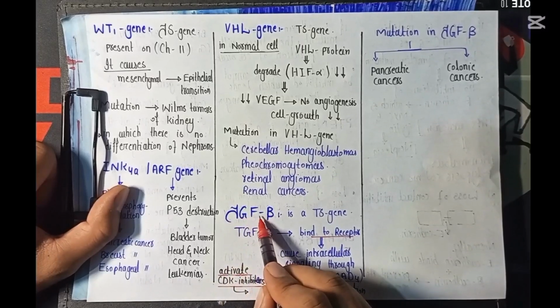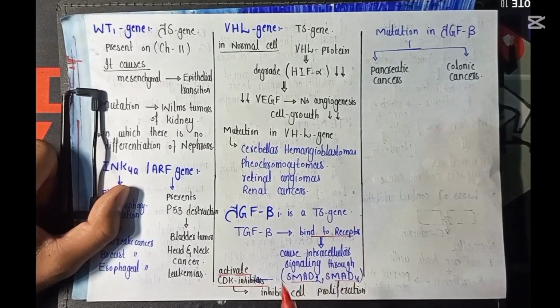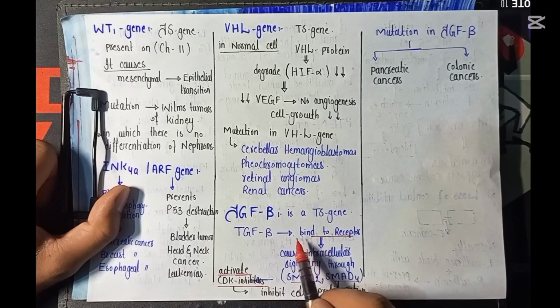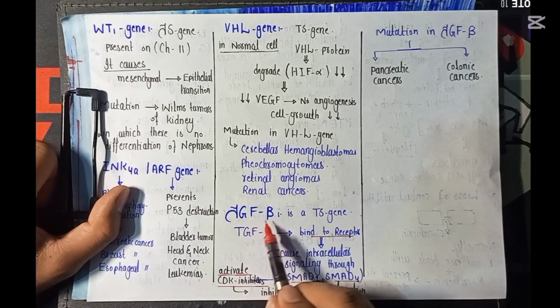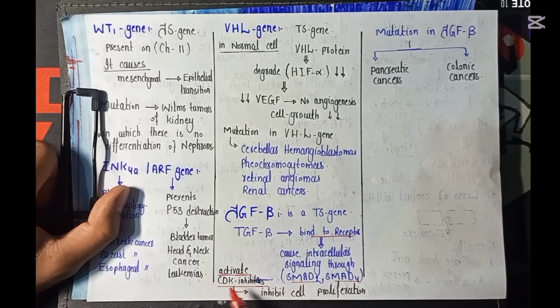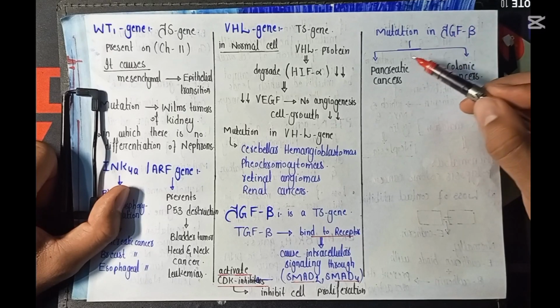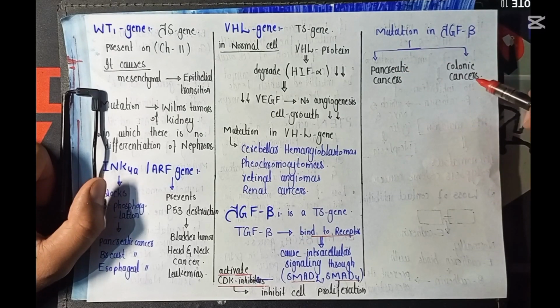The next tumor suppressor gene is transforming growth factor beta, which is a tumor suppressor gene, and transforming growth factor beta binds to the receptor and activates the receptor. And this receptor then causes intracellular signaling to the SMAD2 and SMAD4 factors. And when these factors are activated, they cause activation of cyclin-dependent kinase inhibitors. And when these inhibitors are activated, they cause inhibition of cellular proliferation and DNA replication. So transforming growth factor beta inhibits cell proliferation through the activation of cyclin-dependent kinase inhibitors. And when there is a mutation in the transforming growth factor beta pathway, it will lead to cancers like pancreatic cancers and colonic cancers.